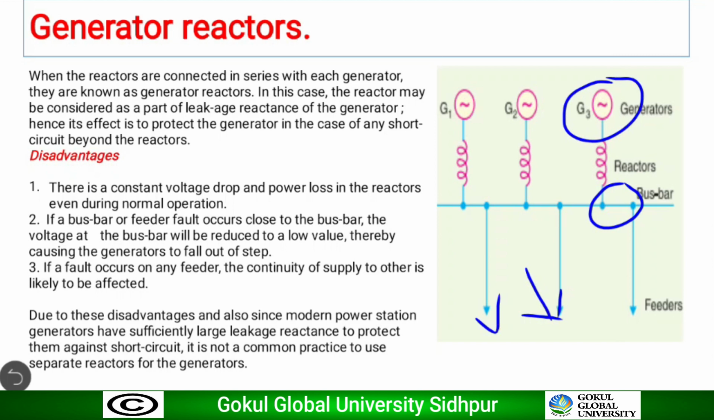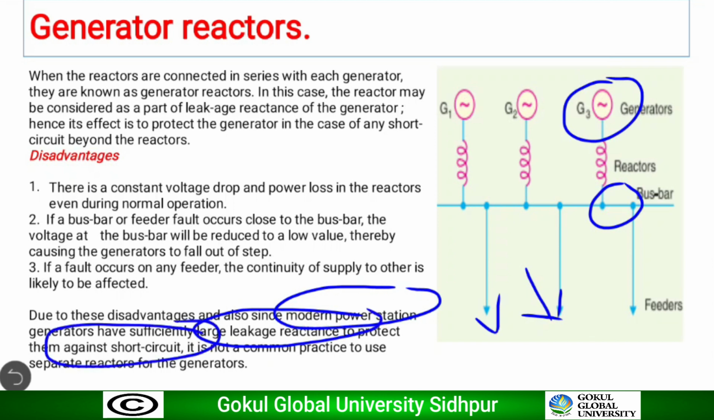Due to these disadvantages, and also since modern power station generators have sufficient leakage reactance to protect them against short circuit, it is not a common practice to use a separate reactor for the generator, because of the disadvantage we see: there is a constant voltage drop and power loss in the reactor, and modern power station generators have a sufficiently large reactance to protect them against short circuit conditions. So a separate reactor is not necessary.